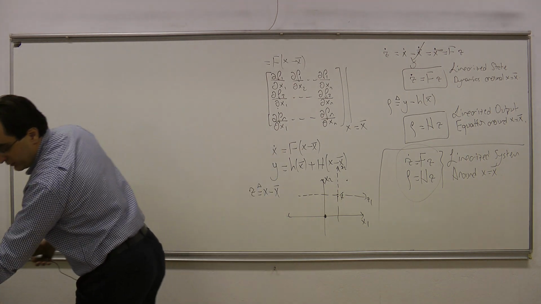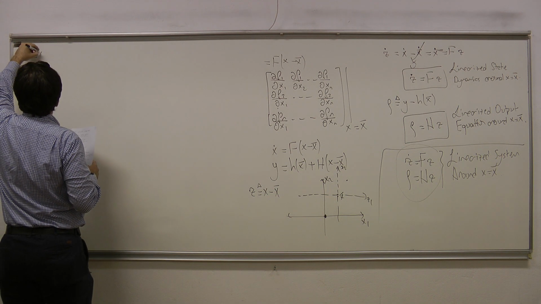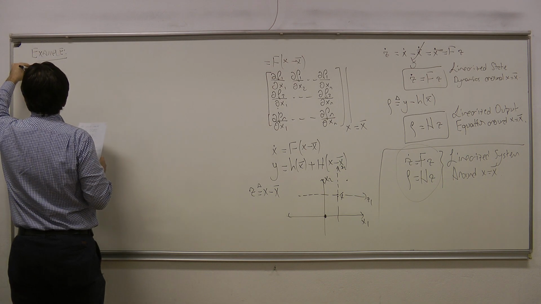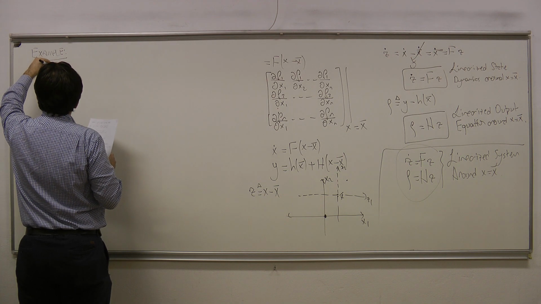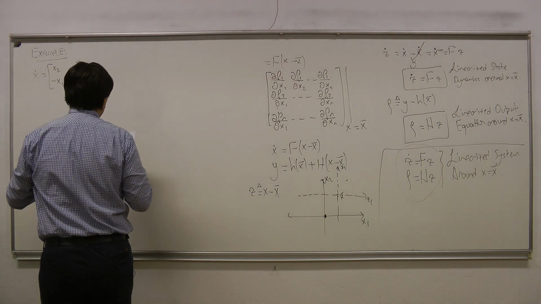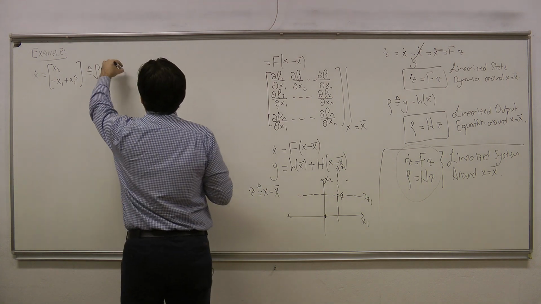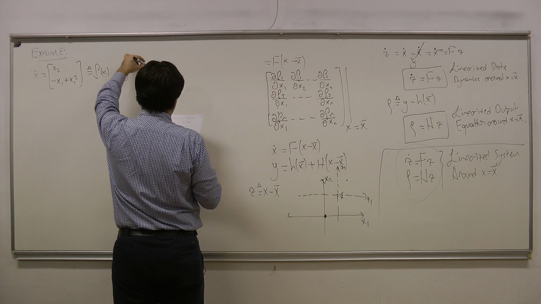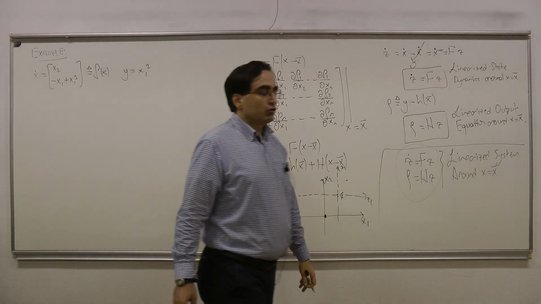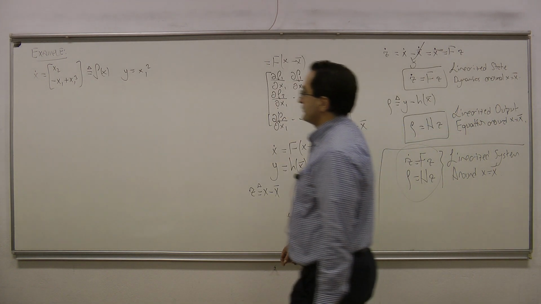So now let us solve an example. I will start with a second order system. x dot is equal to x2 and minus x1 plus x1 cube. That is the definition of my f of x. And the output equation is given as y equals x1 squared. And the task is to obtain linearized systems around the equilibrium points of this system.